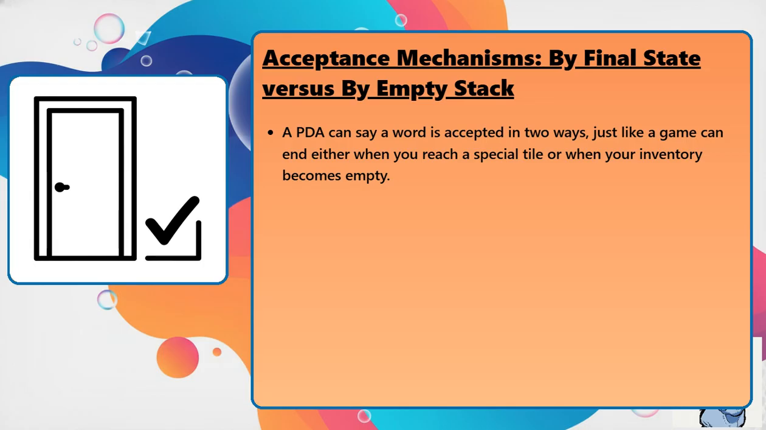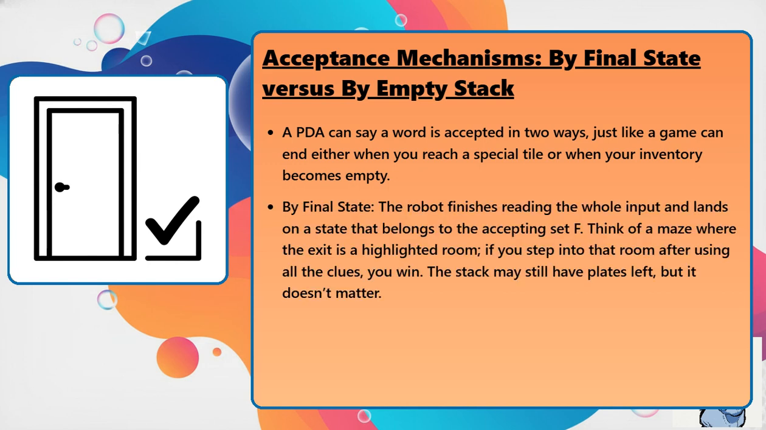A PDA can say a word is accepted in two ways, just like a game can end either when you reach a special tile, or when your inventory becomes empty. By final state, the robot finishes reading the whole input and lands on a state that belongs to the accepting set F. Think of a maze where the exit is a highlighted room. If you step into that room after using all the clues, you win. The stack may still have plates left, but it does not matter.